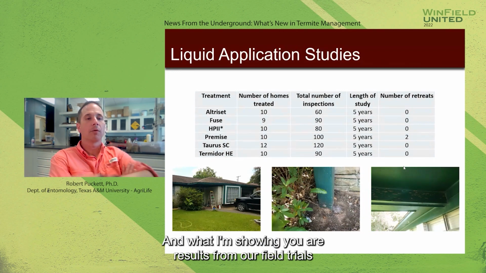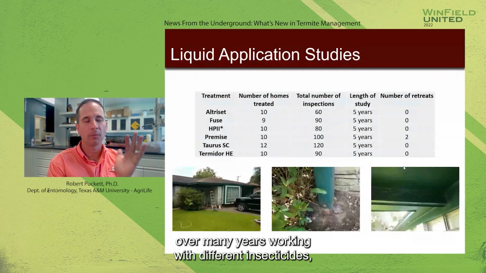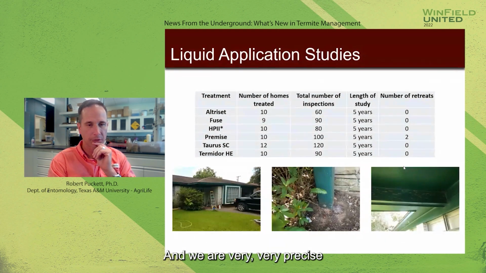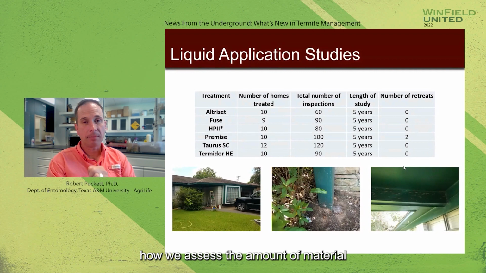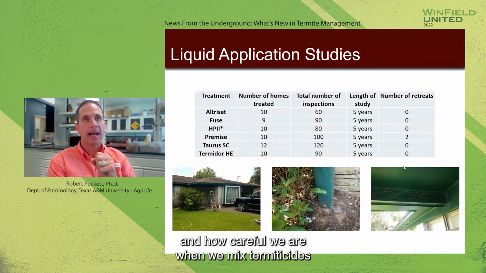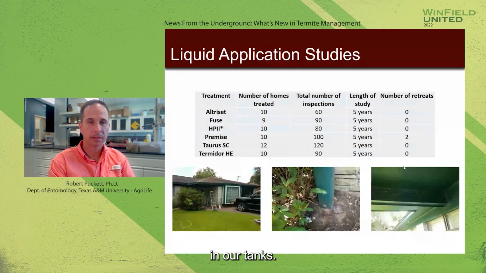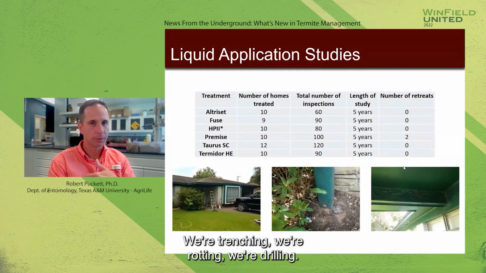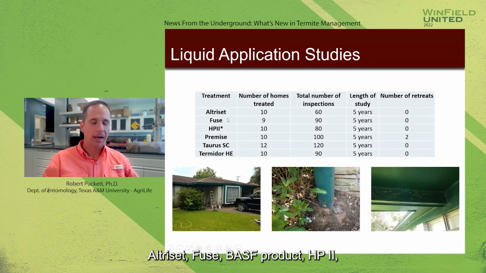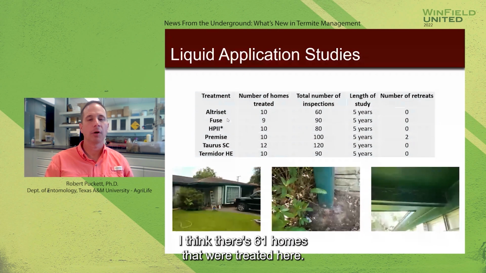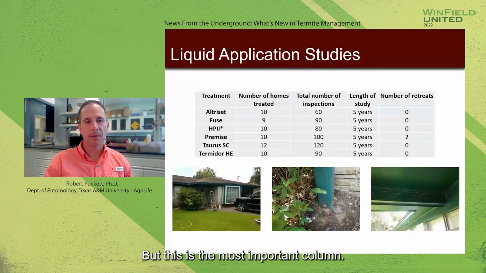And what I'm showing you are results from our field trials over many years, working with different insecticides, different termiticides around structures. And we are very, very precise in terms of how we apply these, how we assess the amount of material that we're going to put into the soil, and how careful we are when we mix termiticides in our tanks. And then we do the work just like you, right? We're trenching, we're rodding, we're drilling. And these are some of the products that you'll recognize: Ultraset, Fuse, HP, the termite BASF product, HP2, Premise, Taurus SC, Termidor HE, etc. This is the number of houses. I think there's 61 homes that were treated here, but this is the most important column.